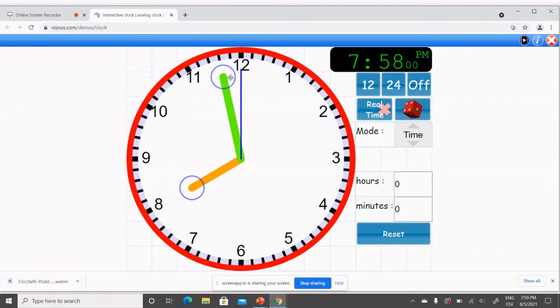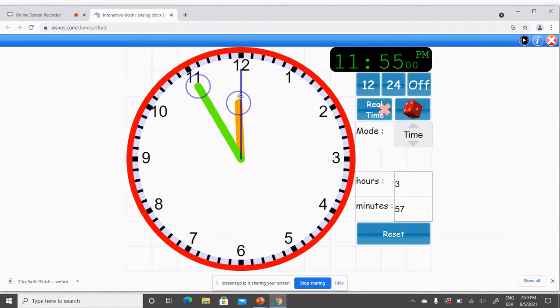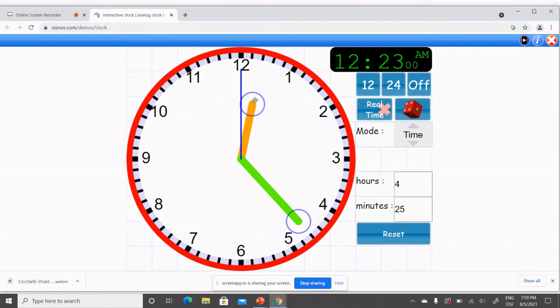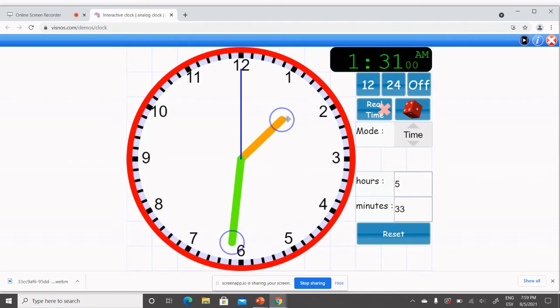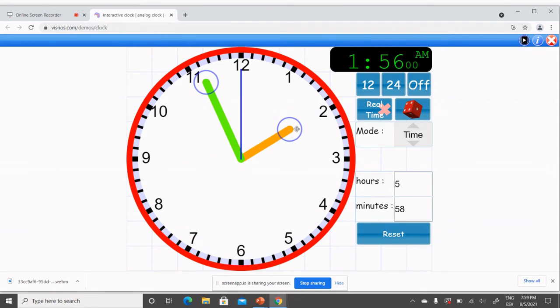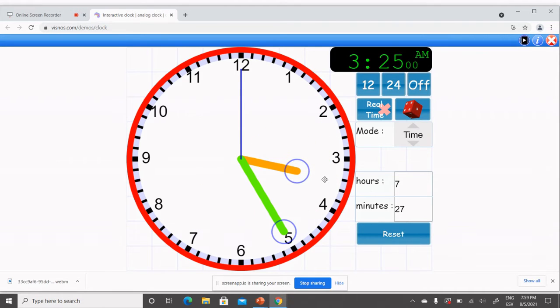Before we can begin actually reading the time, we have to talk about the two parts of a clock. There is the short hand, which is the hour hand. This hand will determine what hour we are in. If it is after 12 and before 1, it is 12 o'clock. If it is after 1 and before 2, it is 1 o'clock. Whatever number it is right after is the hour that we are in.